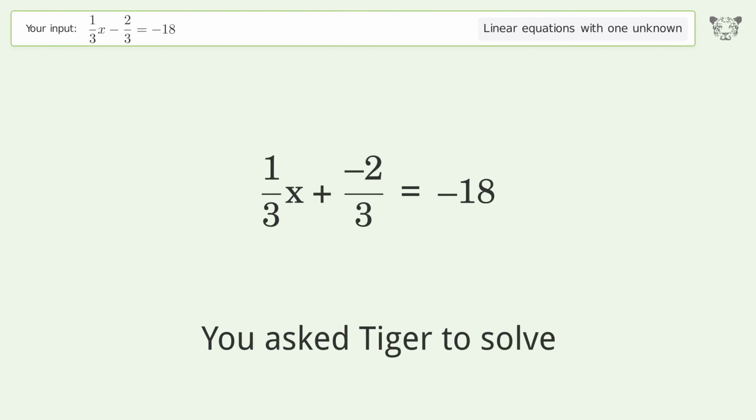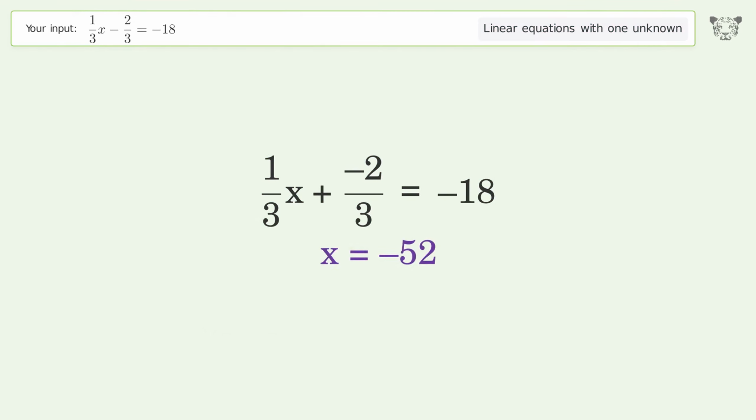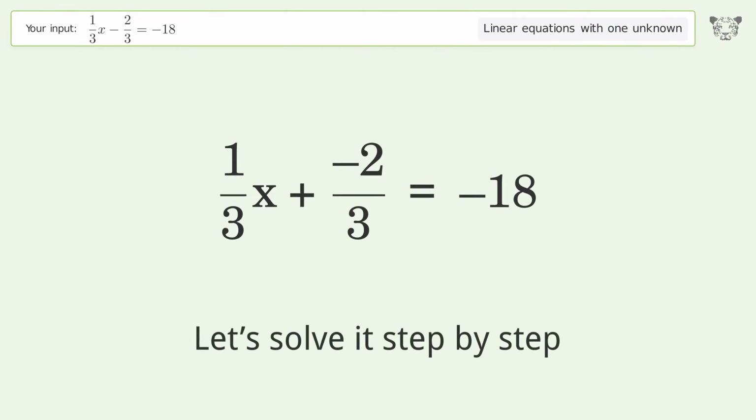You ask Tiger to solve. This deals with linear equations with one unknown. The final result is x equals -52. Let's solve it step by step.